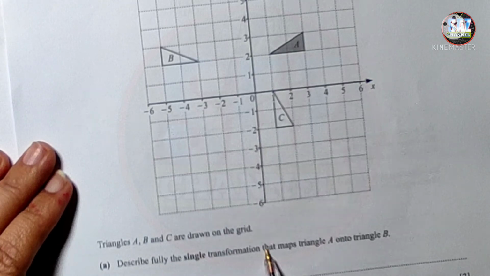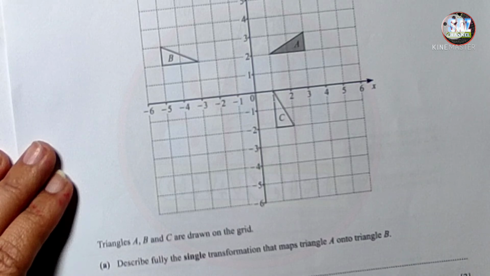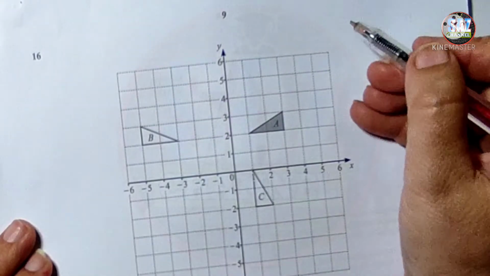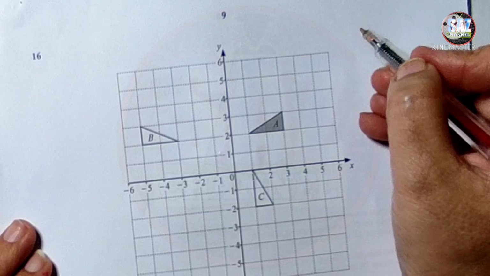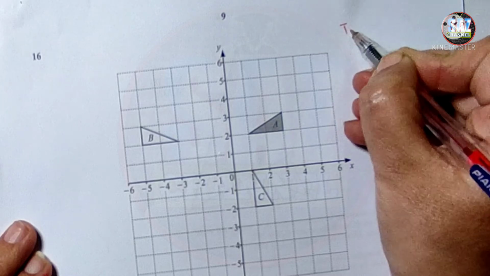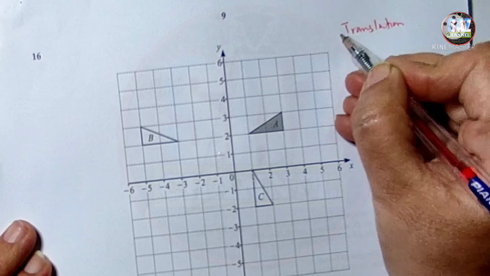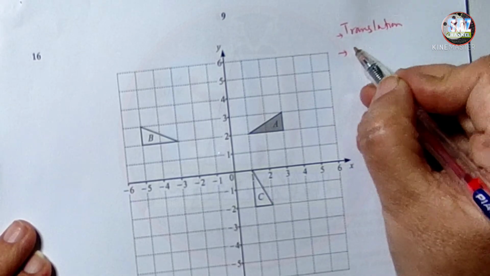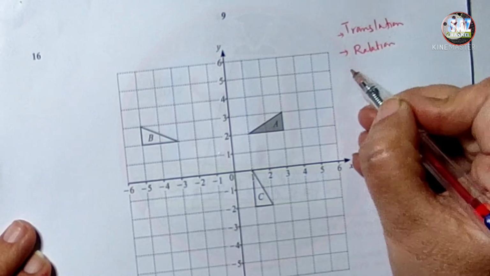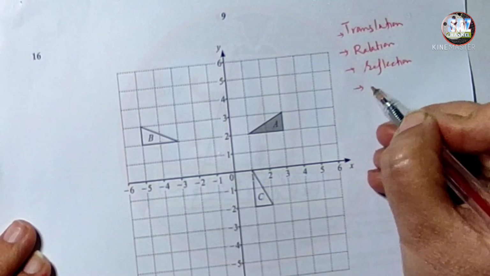Describe fully the single transformation that maps triangle A onto B. Let's take a clear look and observe triangles A and B and decide. At your level, the transformations that you can get in the exam are either translation, rotation, reflection, or enlargement.